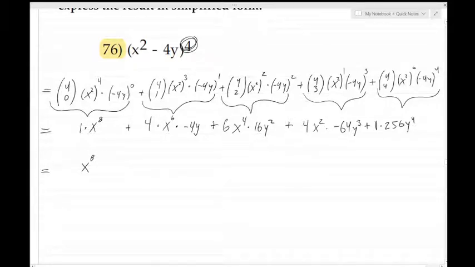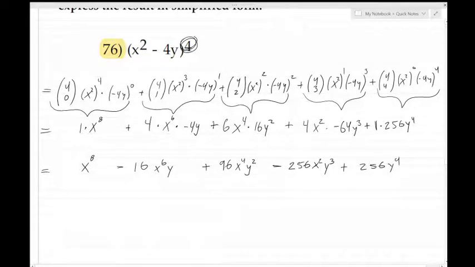Next, x to the 8th power minus 16, 4 times 4 is 16, x to the 6th times y, plus 16 times 6 is 96, x to the 4th, y to the 2nd, minus 256, 4 times 64 is 256, x squared, y to the third, plus 256, y to the fourth power. Okay, and that should be it. That should be the complete expansion for x squared minus 4, all of that to the 4th power.